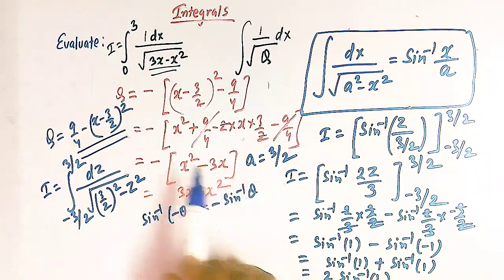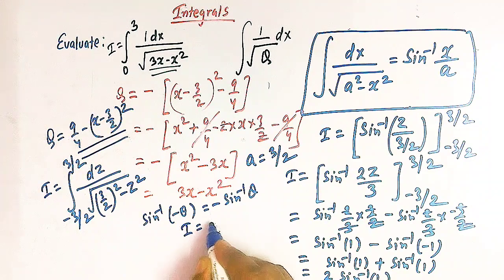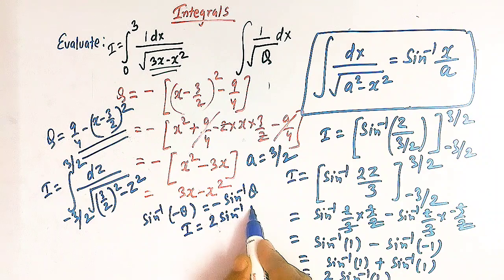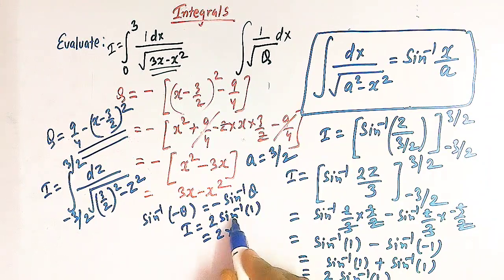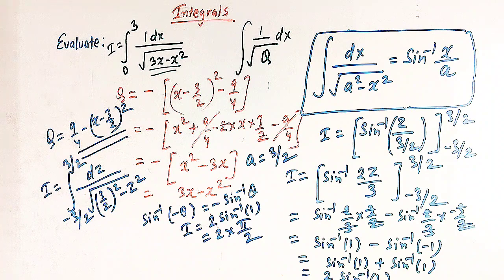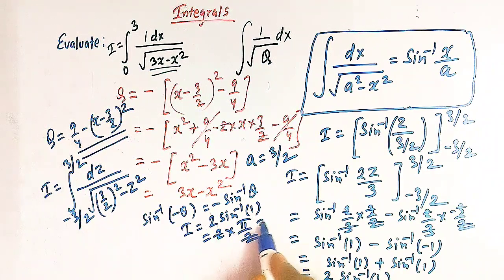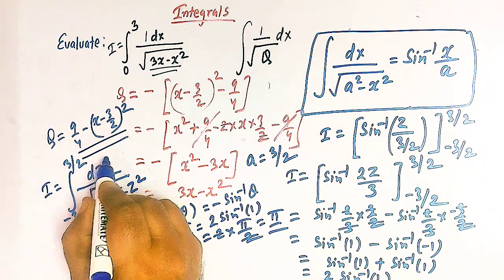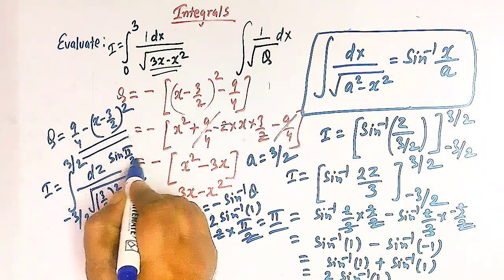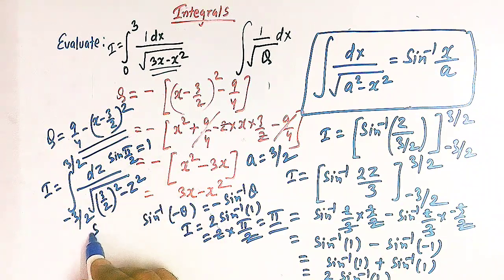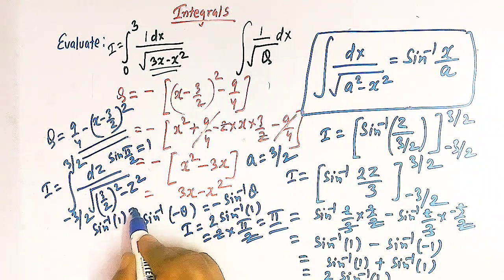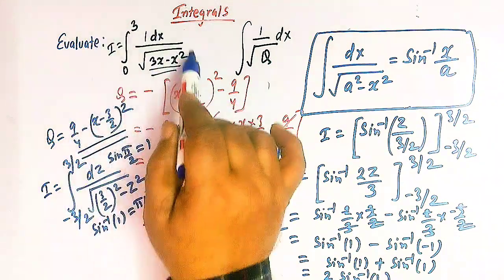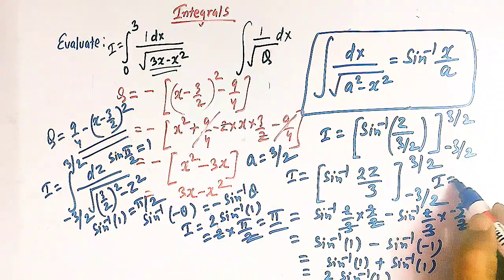So now the value of this integral I is given by sine inverse 1 plus sine inverse 1, which is 2 sine inverse 1, and sine inverse 1 is pi over 2, and 2 and 2 get cancelled, and we are left with only pi. Because sine of pi by 2 is 1, so sine inverse 1 is equal to pi by 2. So the value of this integral is pi.